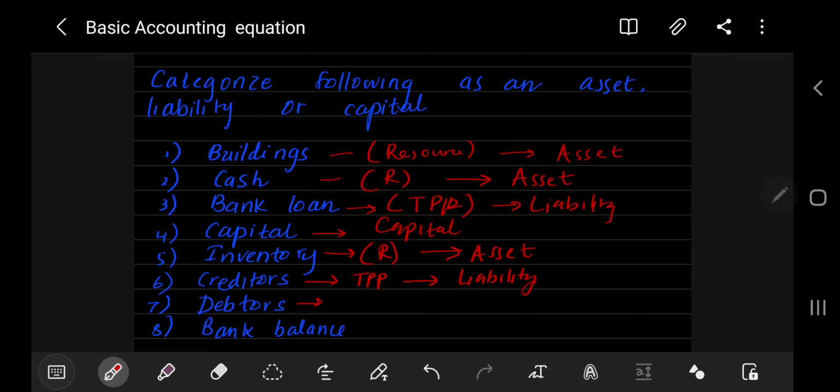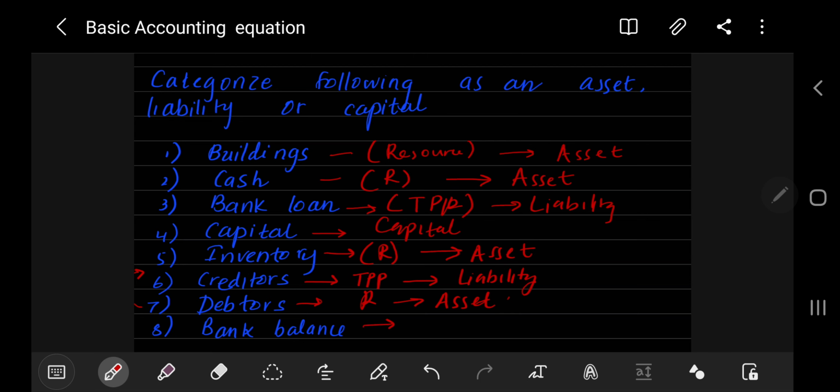Debtors. Debtors are the customers who purchase goods from the business with the promise of paying later. So this is the opposite of creditors. In the creditors scenario, the business has purchased the goods, but when it comes to debtors, those customers have purchased the goods from the business with the promise of paying later. So until they pay the business, we can consider them as a resource of the business. Since it is a resource, we can consider that as an asset.